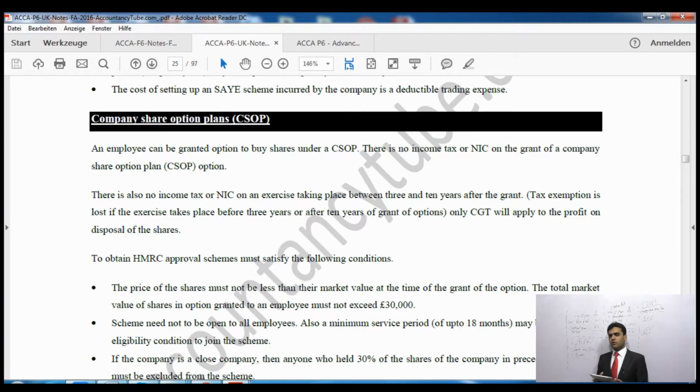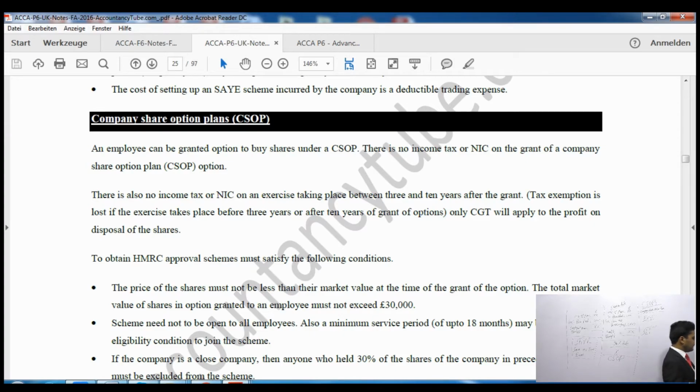Now all these schemes which I have shown you on the board and which we are going to study, whether it be SIPP, ESOP, SIP or EMI, in all of these schemes obviously there will be a setup cost. Whatever the cost of setting up the scheme is, that will be a deductible trading expense in all cases. All right.